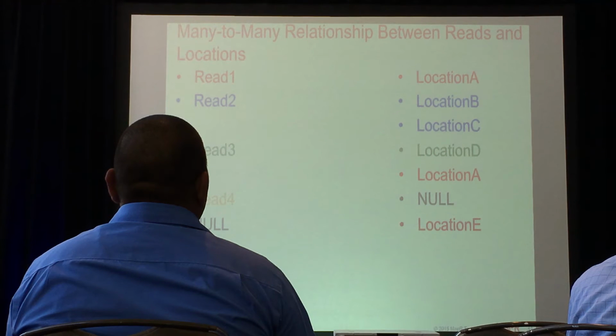So what you have is a many-to-many relationship. A read can be at multiple locations. A read can exist in no location, and a location can have multiple reads.